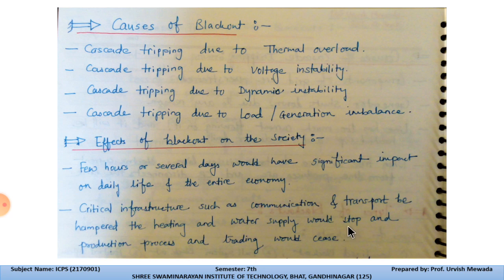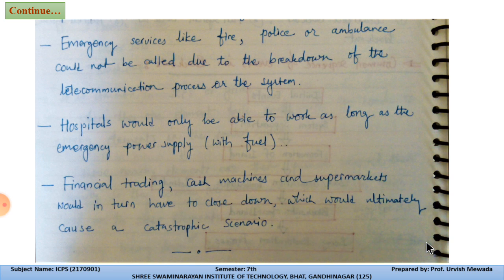So if any cascade tripping or long tripping or long days of power loss occur, these problems can arise when the blackout occurs. Then emergency services like fire, police and ambulance could not be called due to the breakdown of telecommunication, because there is no electricity, so no communication. This is the most major and important sector where constant electrical supply is required.